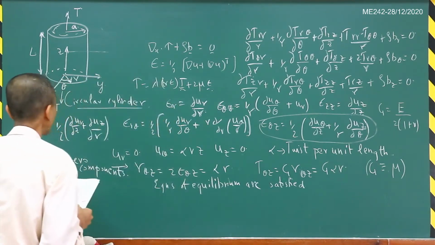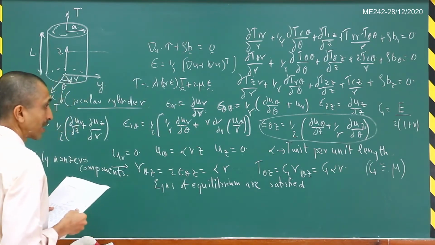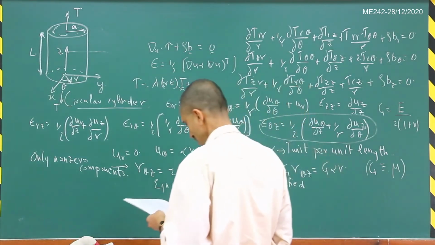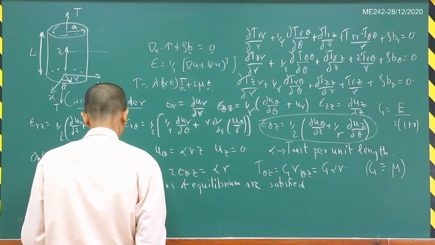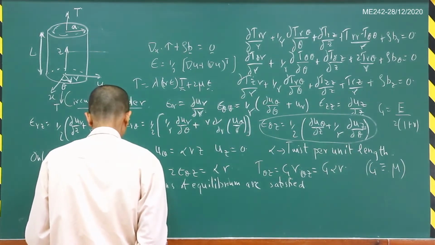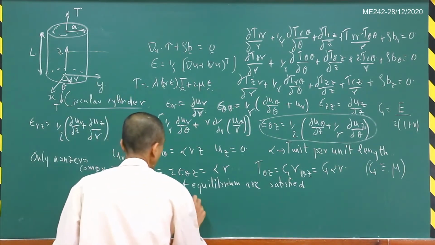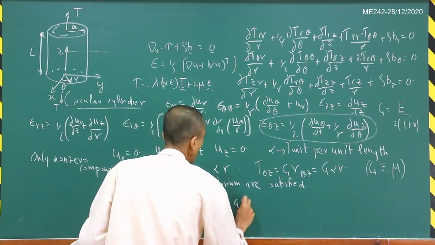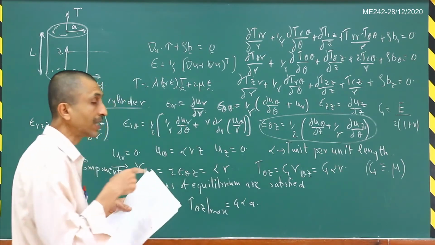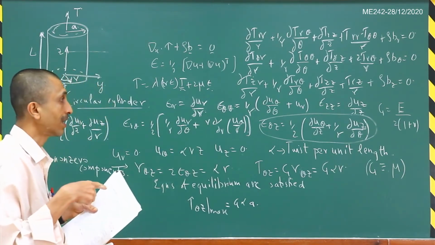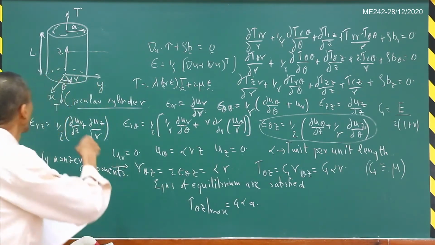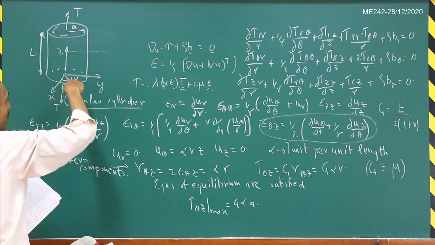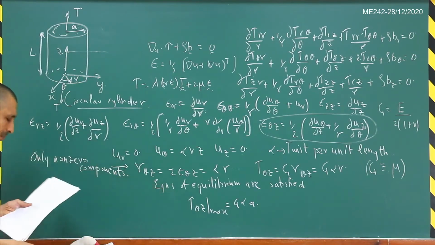So what is the maximum shear stress that can occur here? R is the radial coordinate here, right? So the maximum value is going to be tau theta z maximum equal to G alpha a. Because it increases linearly with the radial coordinate r, when r is equal to a, the actual radius of this cylinder, we will get the maximum value here.